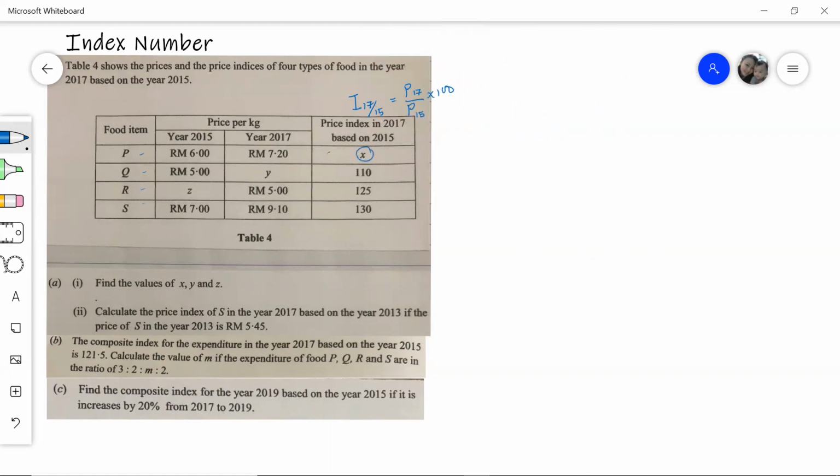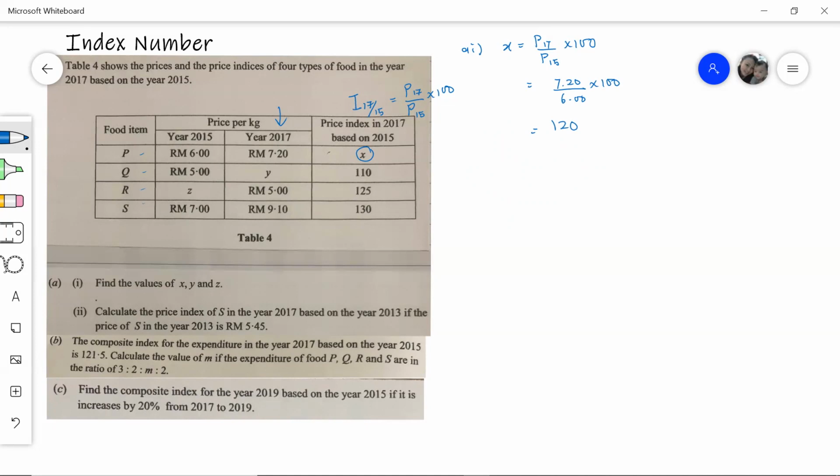So for part one, X is actually the price index of year 17 over year 15, the price, and then times 100. Therefore, the price of year 2017 is 720 over 6 ringgit, and then we times 100. So let's use the calculator. We got 120.